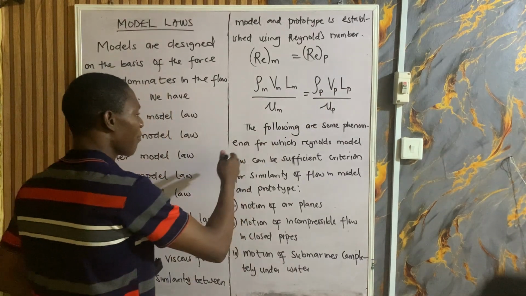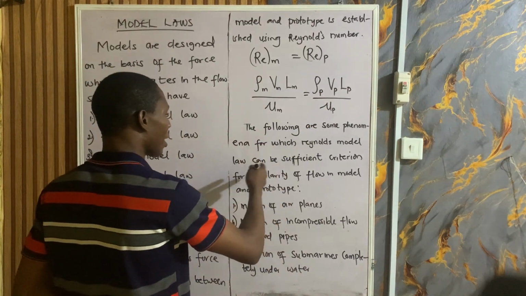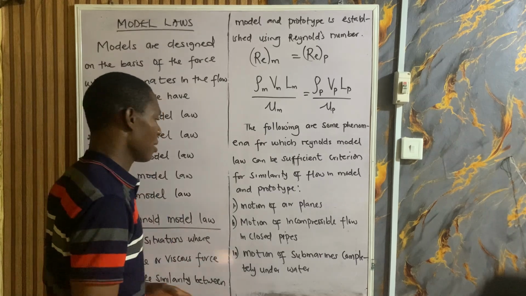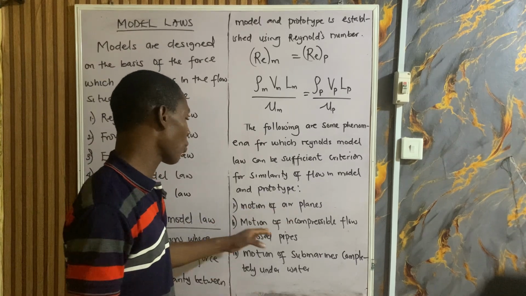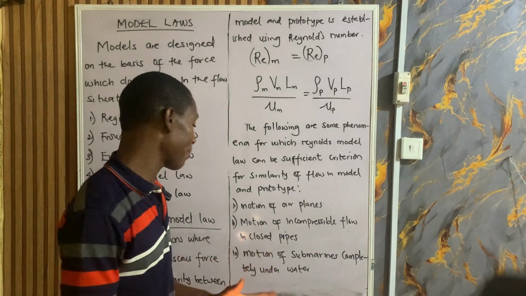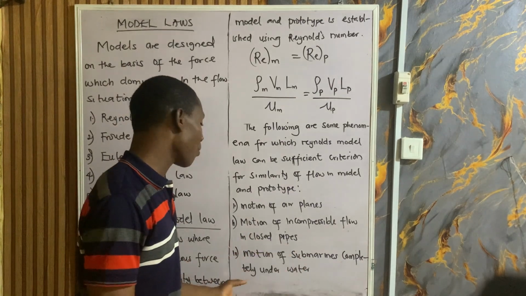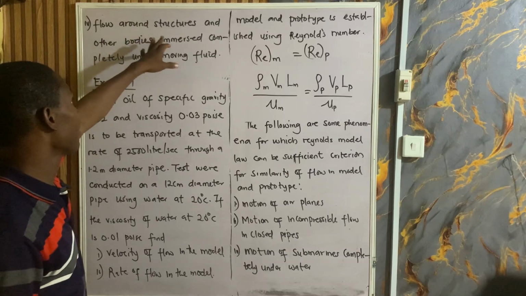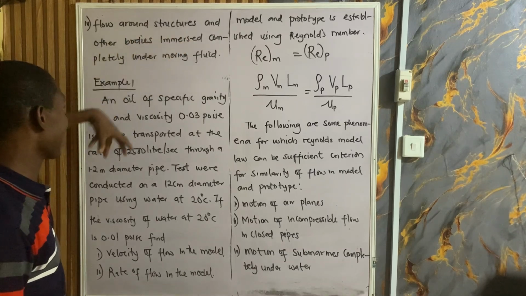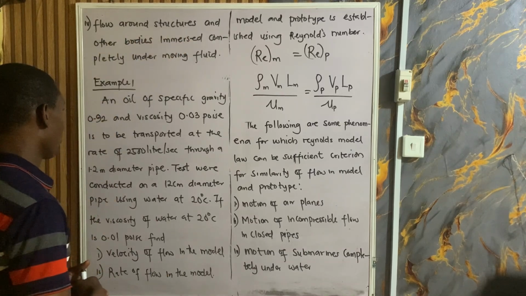The following are some phenomena for which Reynolds model law can be a sufficient criterion for similarity. One is the motion of airplanes, motion of incompressible flow in closed pipe, motion of submarine completely under water. Also is the flow around structures and other bodies immersed completely under moving fluid.